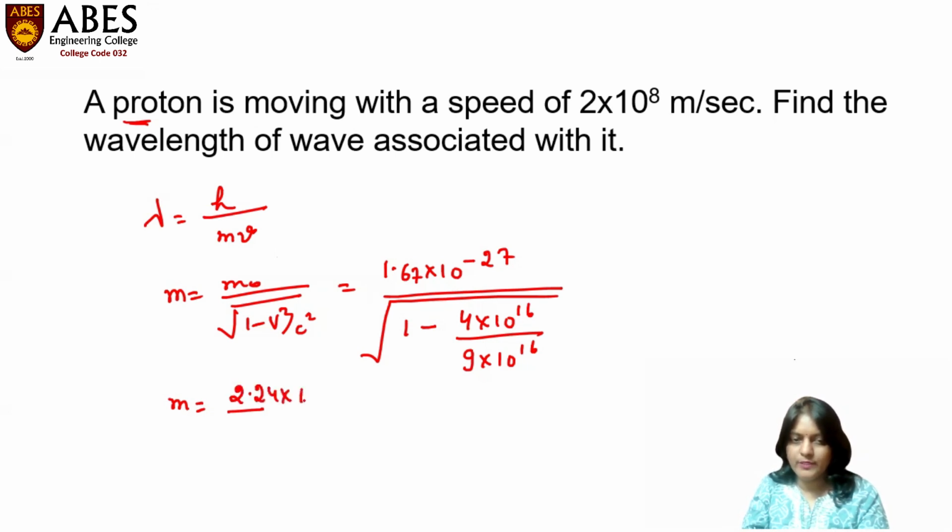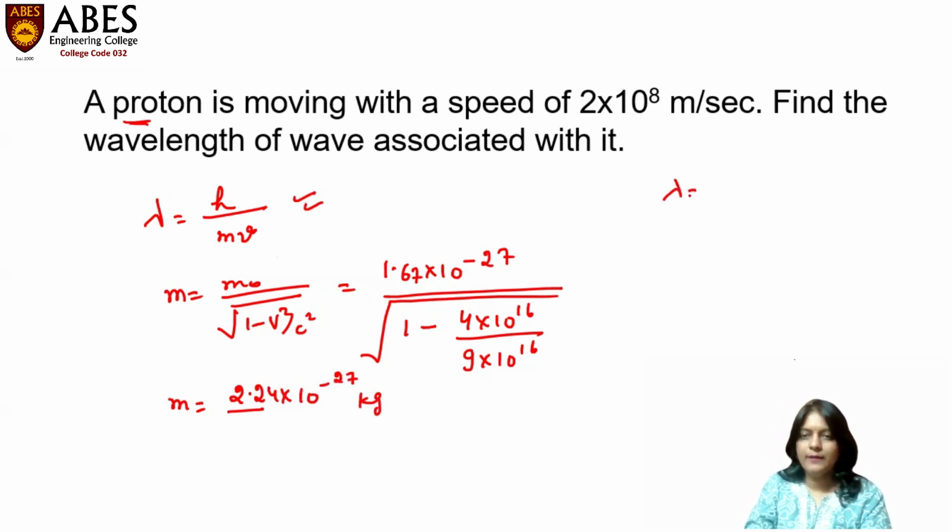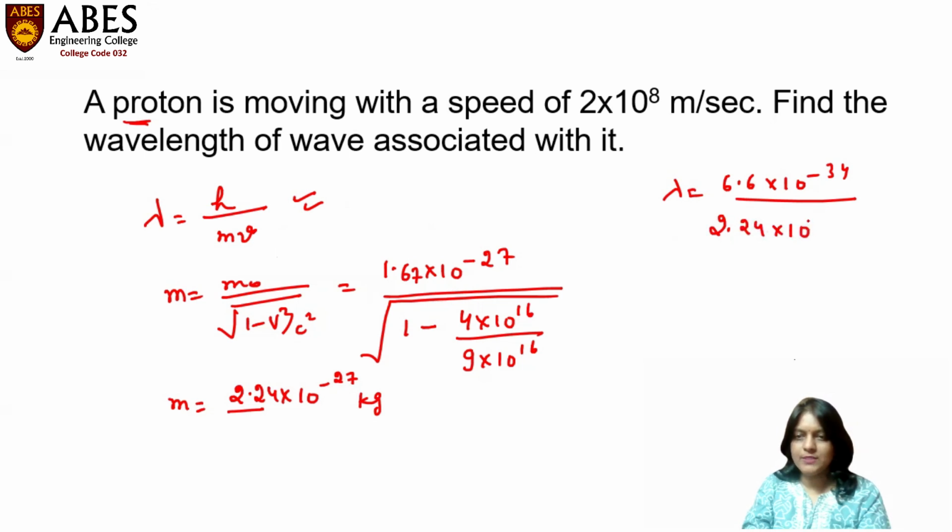2.24 into 10 to the power minus 27 kg. Put this value in this formula. Lambda is equal to 6.6 into 10 to the power minus 34, in place of mass the relativistic mass, 2.24 into 10 to the power minus 27, and the velocity is 2 into 10 to the power 8.